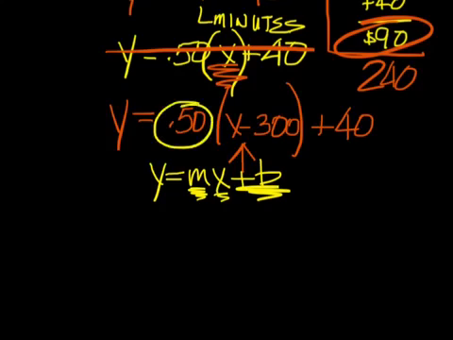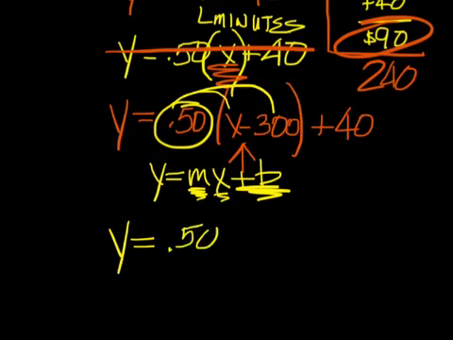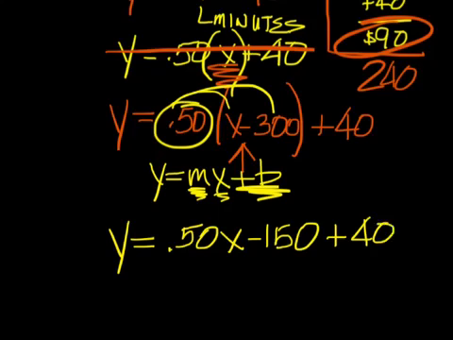That 50 is up against the parentheses. What operation, add, subtract, multiply, divide, is right here? Multiply. So you're going to distribute that 0.50 to each item inside the parentheses. What's 0.50 times x? 0.50x, right. What's 0.50 times minus 300? Negative 150, so we'll make it minus 150. And of course your 40 tagged along right there.